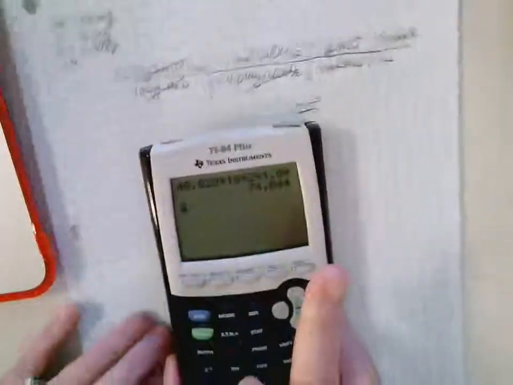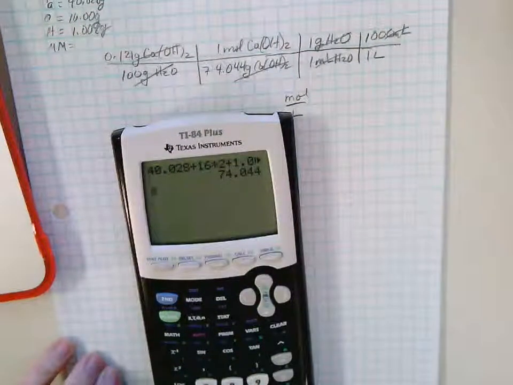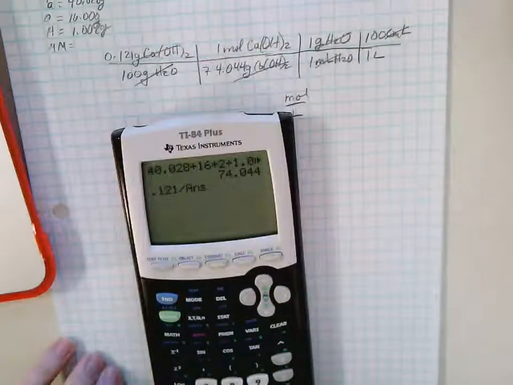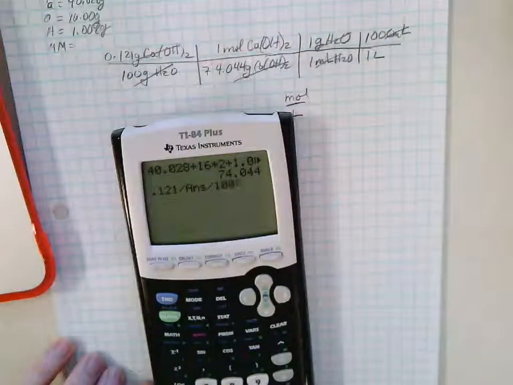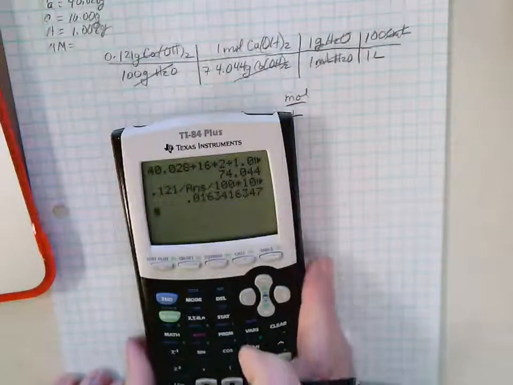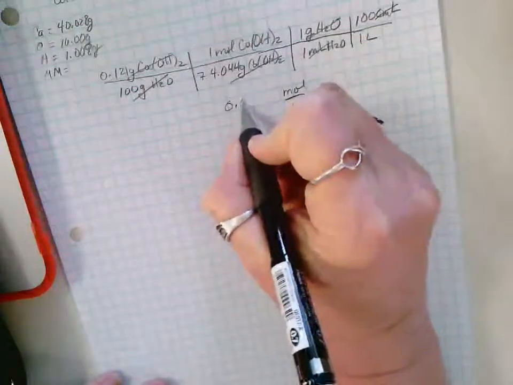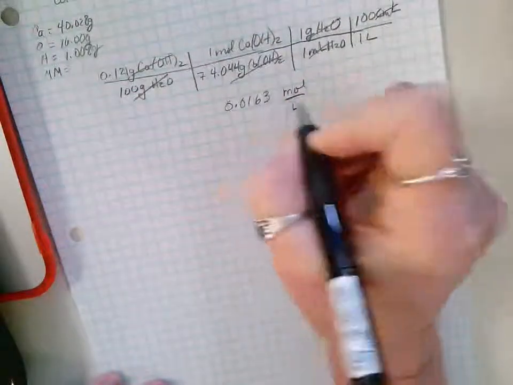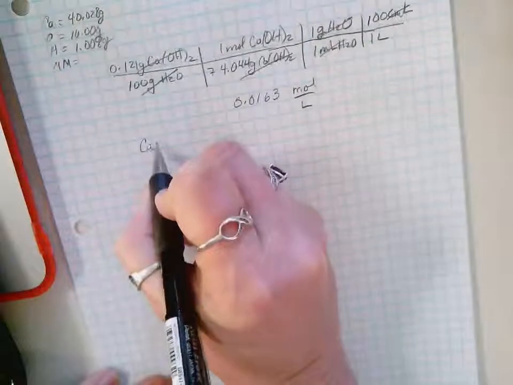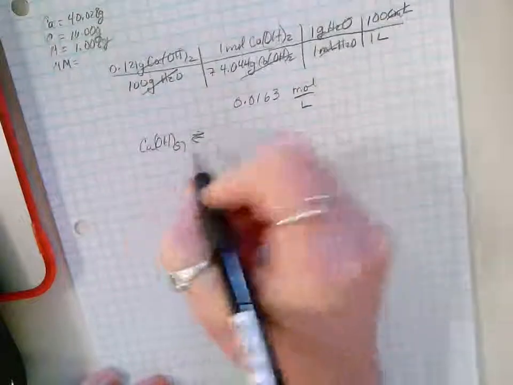So I'm going to take 0.121 divided by my molar mass, and then I'm going to also divide by 100, and I'm going to multiply by 1,000, and I get that the solubility is 0.0163 moles per liter.